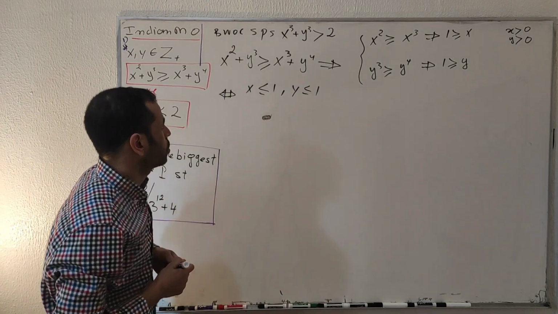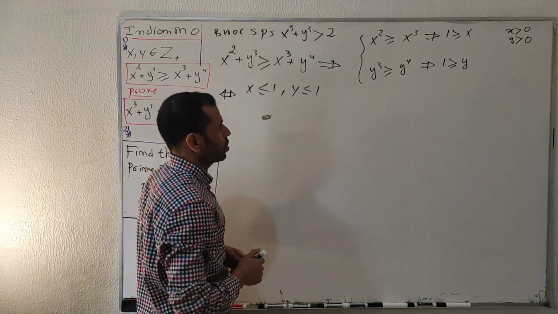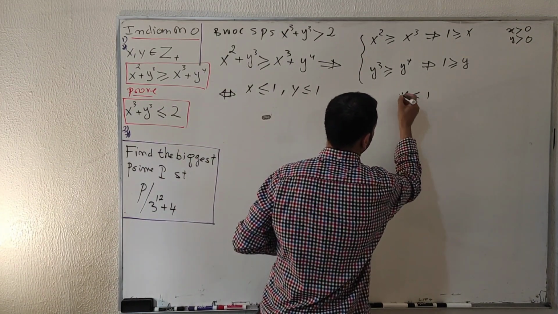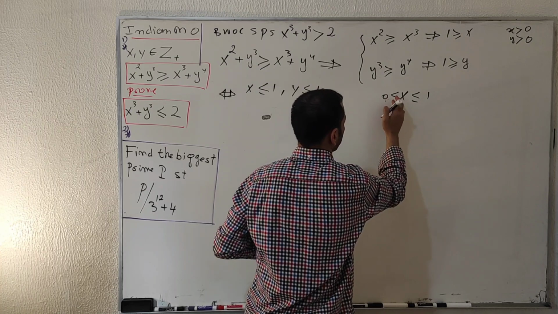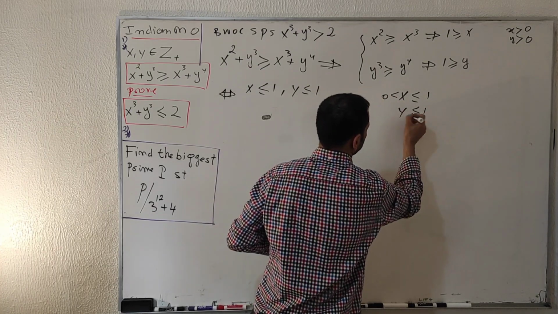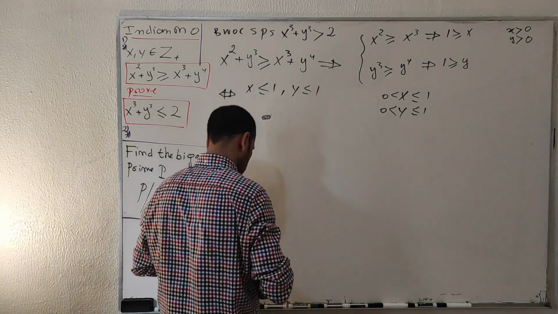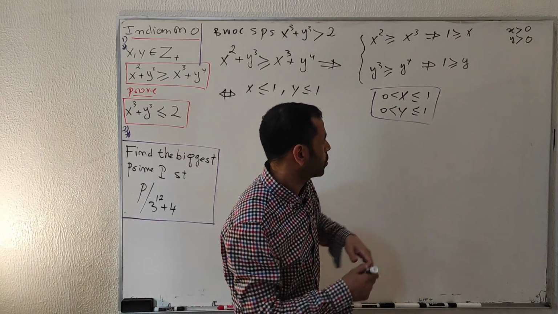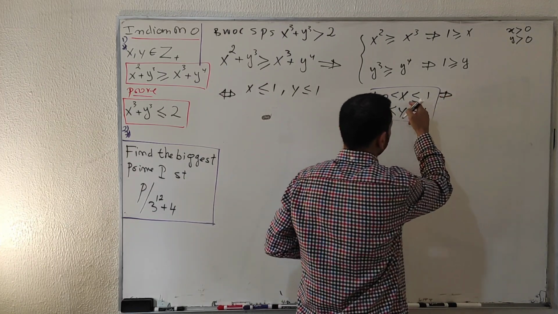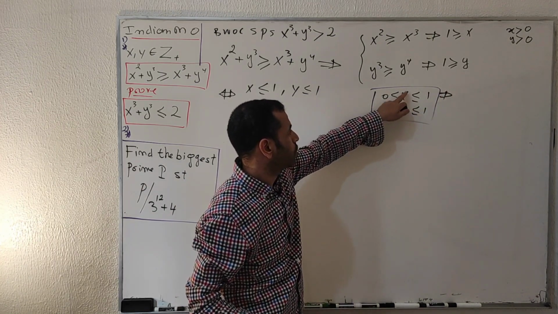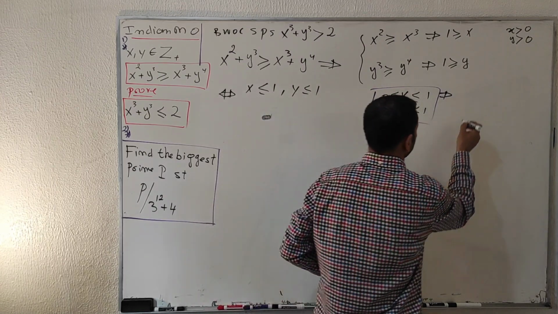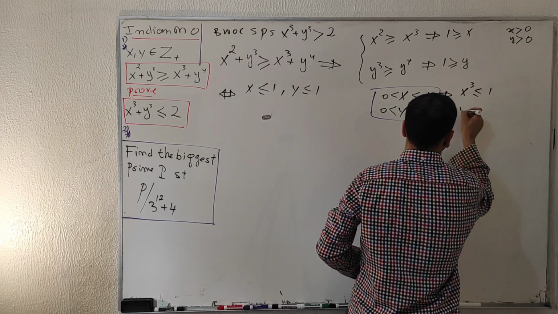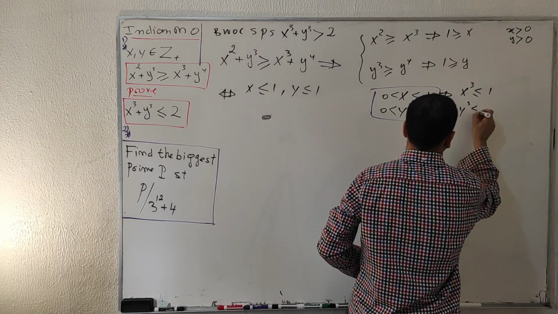What does this mean? This means both numbers are between 0 and 1. So x is between 0 and 1, strictly, and y is between 0 and 1 as well. I'm going to keep this one, and using both inequalities, I'm going to raise both sides to the power of 3. So we get x cubed is less than 1, and y cubed is less than 1.